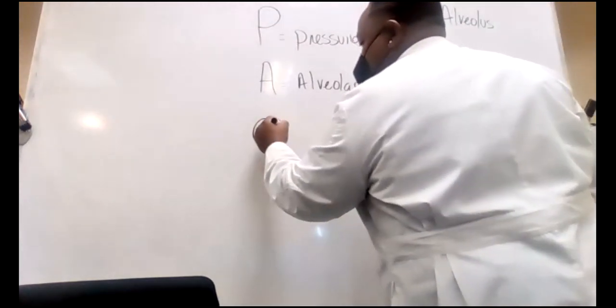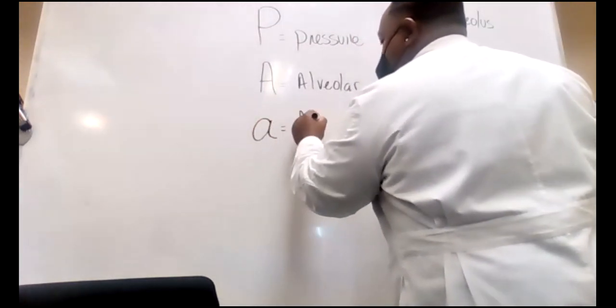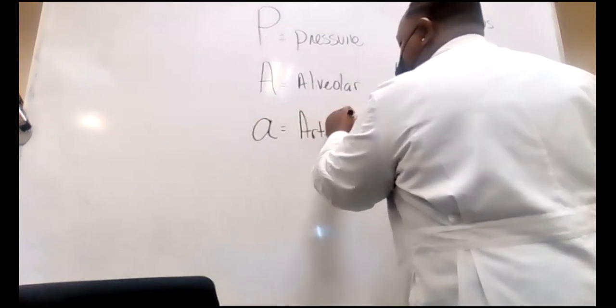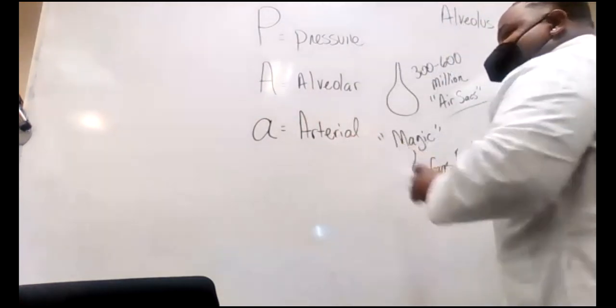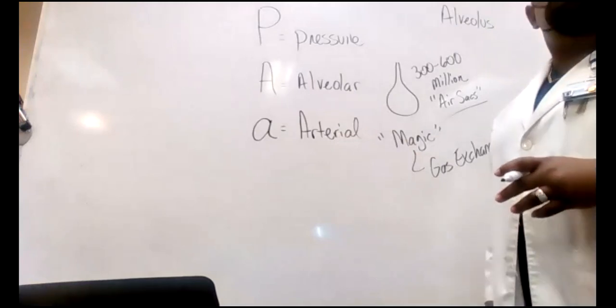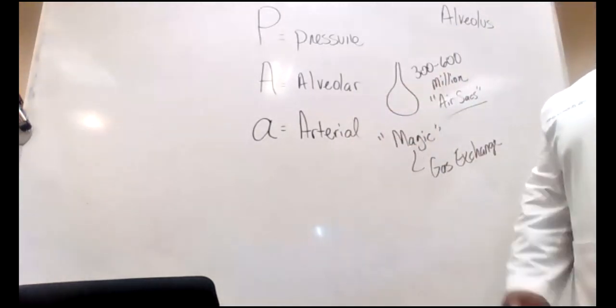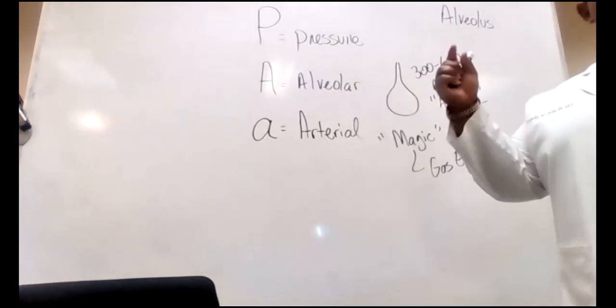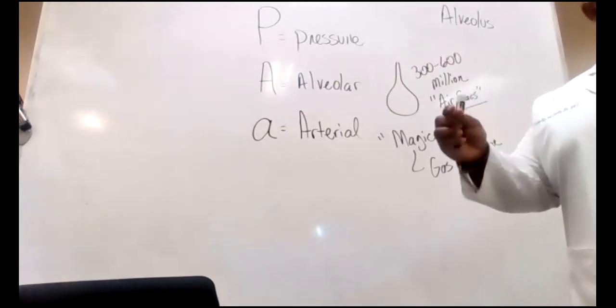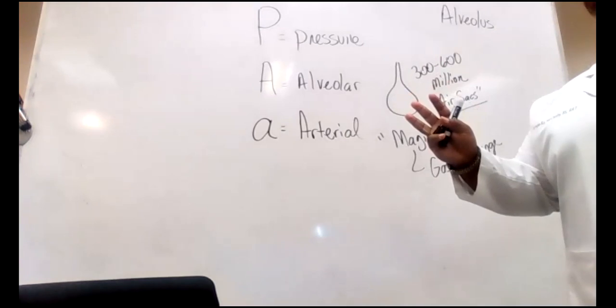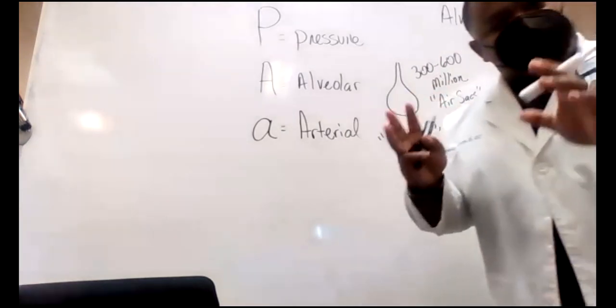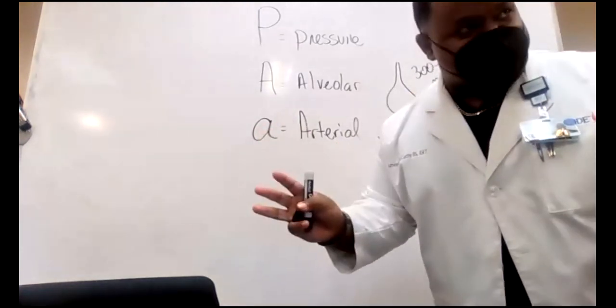Little a is arterial. That's the blood inside of your artery. Okay? Talking about the arteries. The artery should be full of bright red blood. If it's bright red, that means it's full of oxygen. Okay? Oxygen-rich blood is bright red.